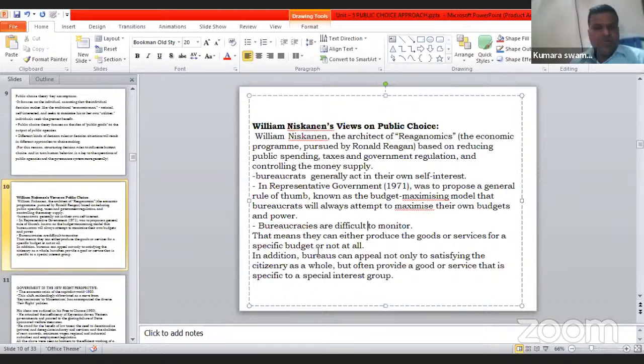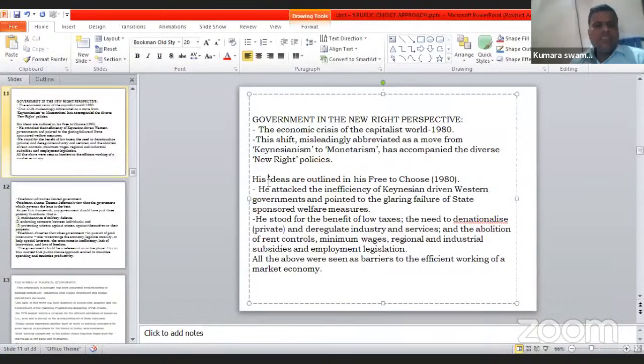In addition to this, it can be applied not only for satisfying the citizenry as a whole, but often provide good services to the public. Next one, we can discuss the government in the new right perspective. So in the public choice theory, at the time of economic crisis in 1980 all over the world, this public choice theory was misleading and divert. So due to that, they have focused on different ideas.